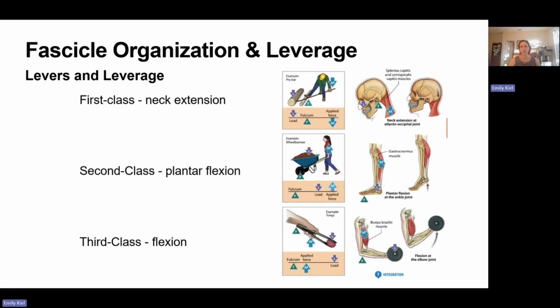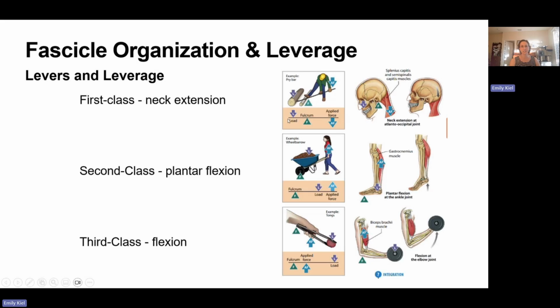So the organization of the fascicles and where they attach in the body is going to determine how they create the leverage that causes the action. I'm not planning to ask you about what kind of lever it is. I will let you enjoy that when you take physics. You will have more than you ever wanted to know. But just a brief pointing out of how things work.